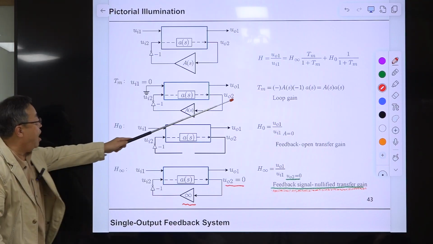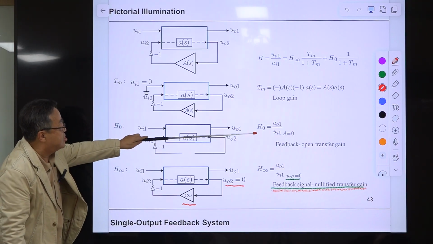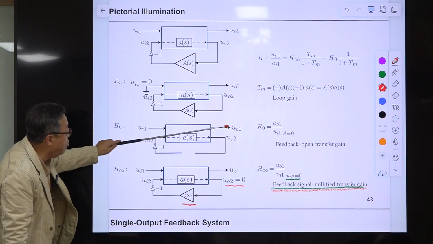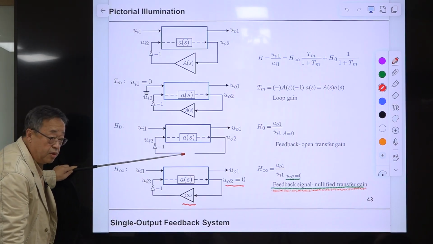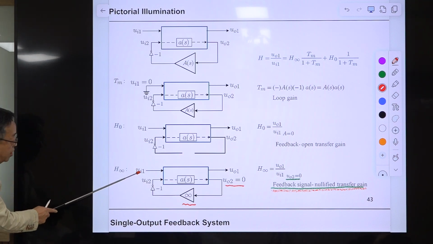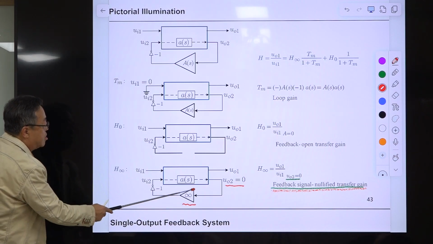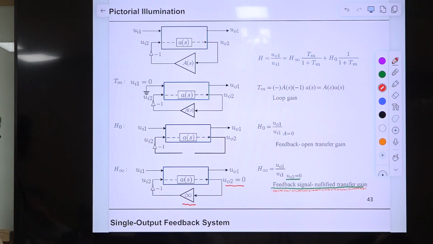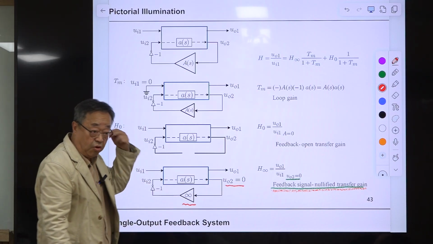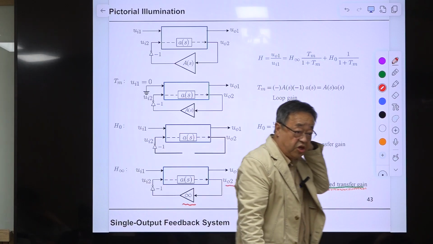Okay, so Tm is this one, and this H0 is the transfer function from here to there with feedback open, and H infinity is the transfer function from this one to that with this gain becoming infinity. Okay, then you forget about infinity. Then this is 0. This is nullified. Okay, feedback signal is nullified. That is the condition here.